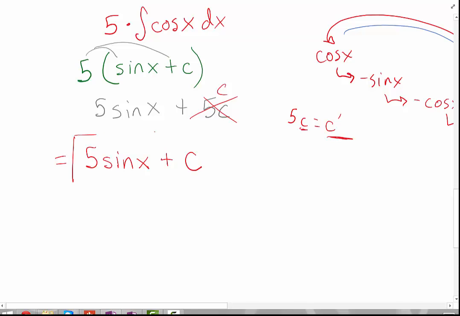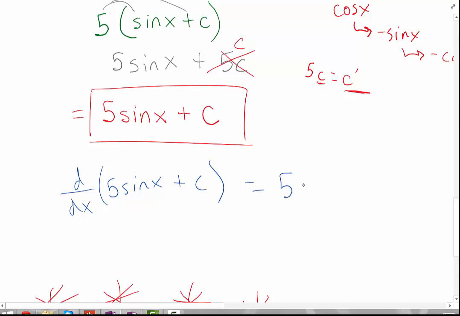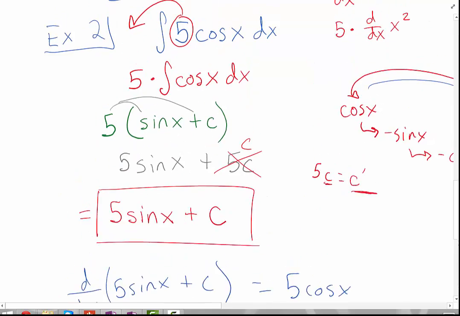Or if you want to call it c prime, you can call it c prime. So that is the integral. And you can always test this, right? Just take the derivative and make sure we get back to 5 cosine of x. So if we do the derivative of 5 sine x plus c, we get 5 cosine x, and the derivative of c goes to 0, which is what we started with.